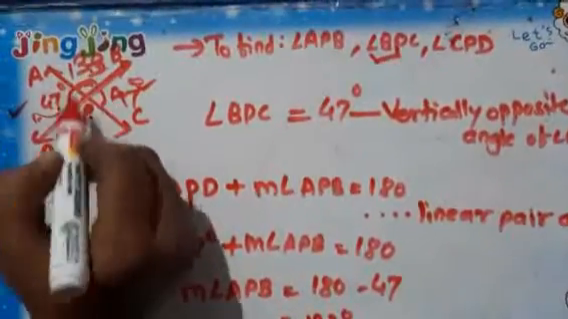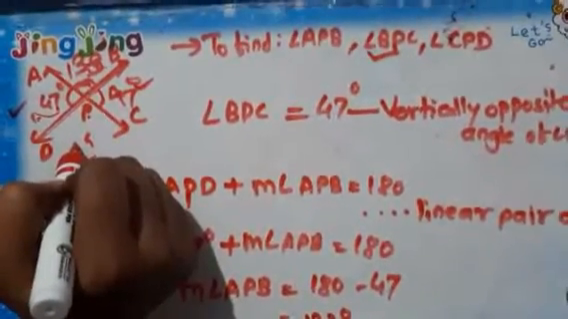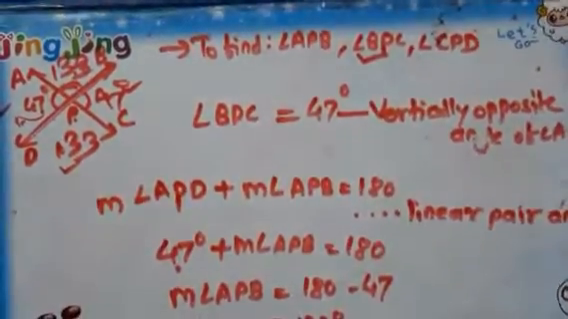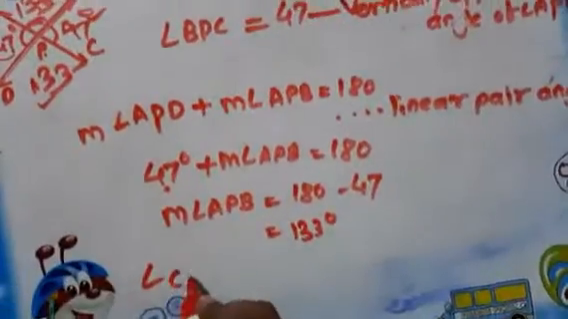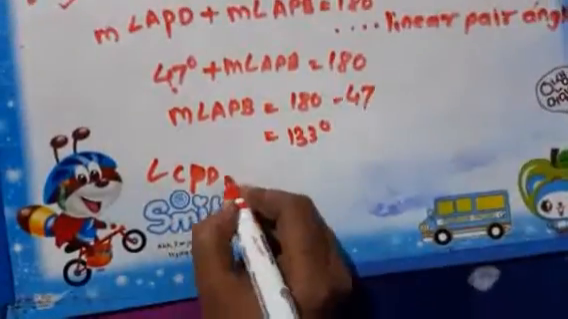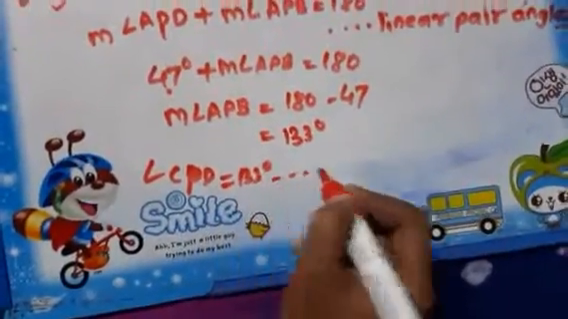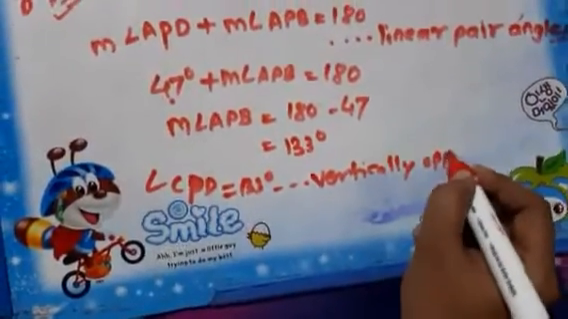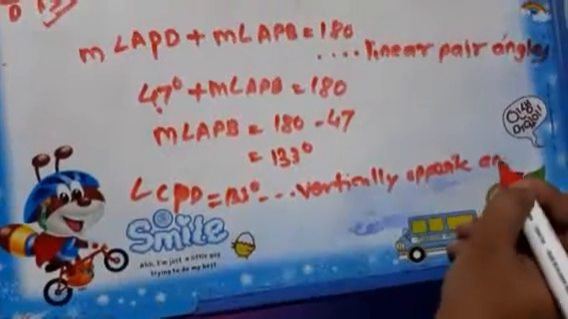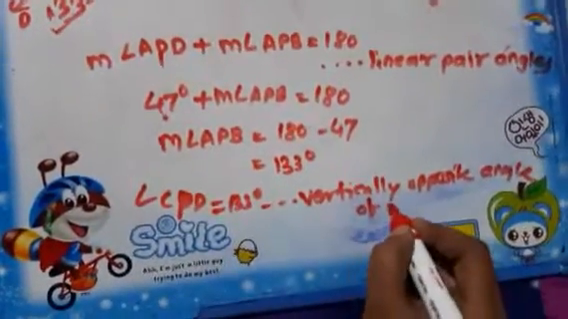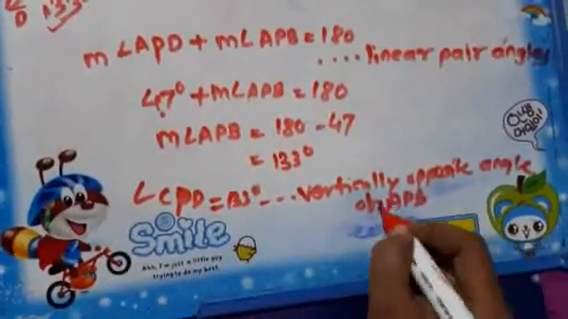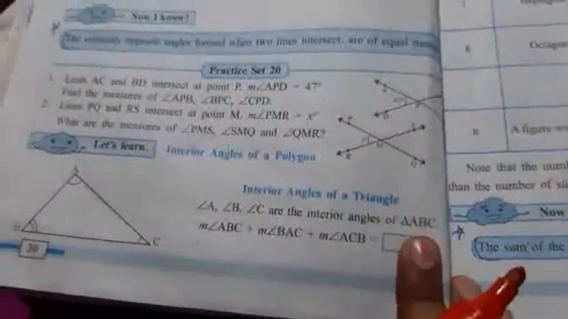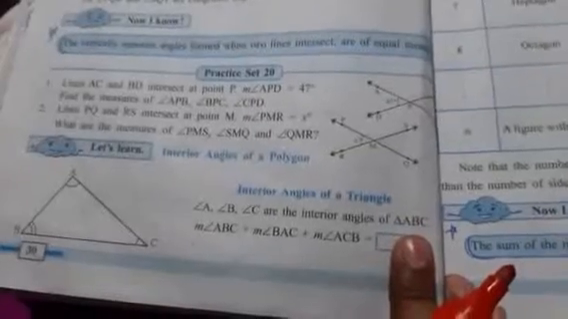So if this is 133, the one opposite to this will also be 133. So angle CPD will be 133. Reason for this will be vertically opposite angle of APB. Next, question number 2 is homework for you.